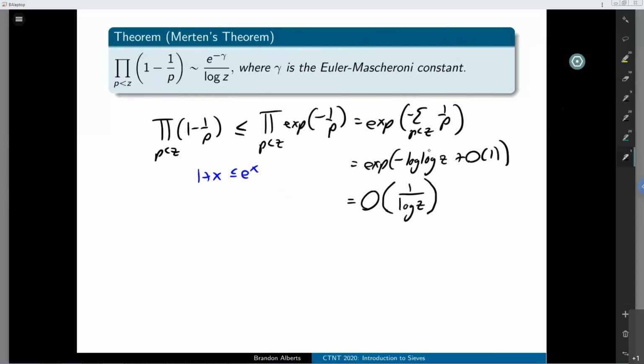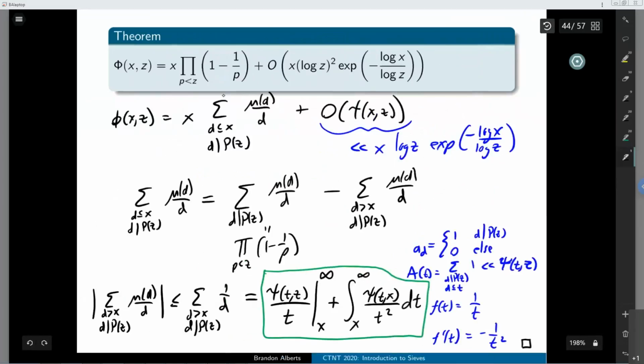So we sort of get a sense of how big this thing is. If z is growing with x, this will give us a sense of how quickly this term is tending to 0. So how much does this main term improve on x? Well, it improves on it by about log z. So depending on what you pick for z, that will give you your improvement.